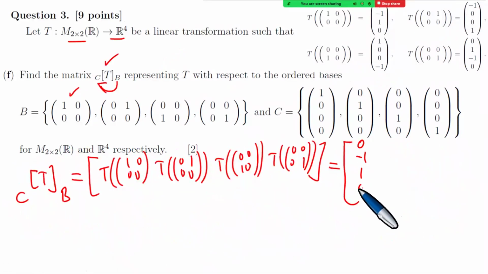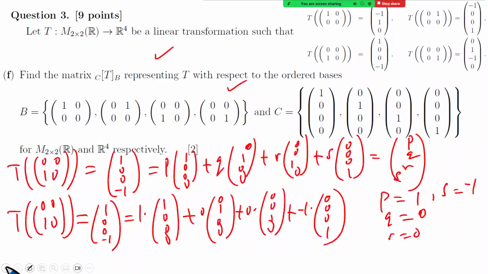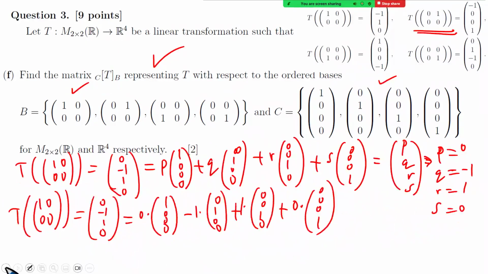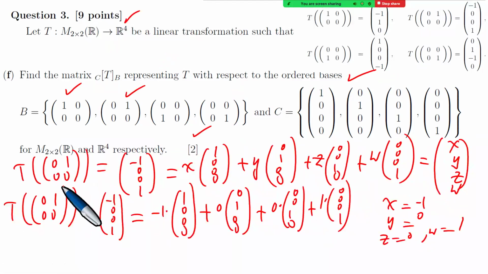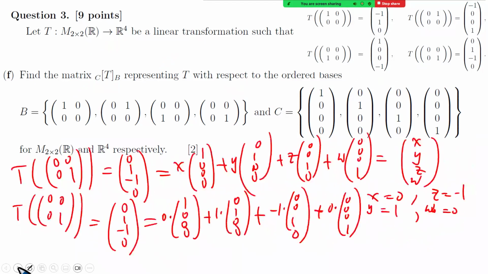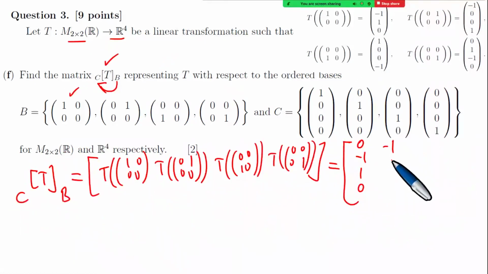0 -1 1 0. Next, we look at the 0 1 0 0. It's -1. Okay, yes, well done. The 0 1 0 0 would be -1 0 0 1. Okay, so that's what we're going to do. -1 0 0 1.